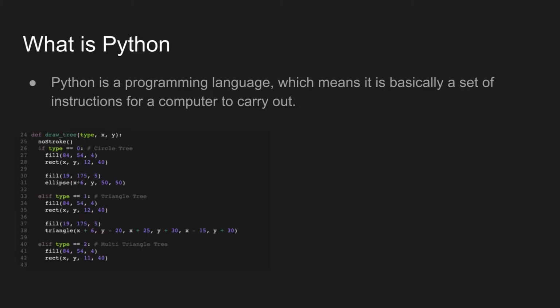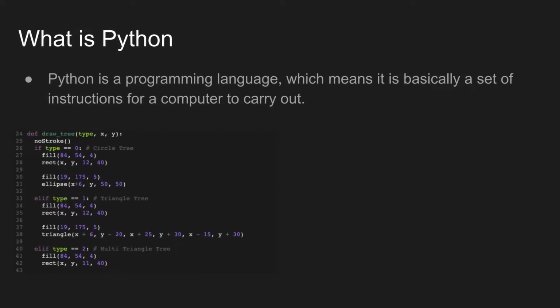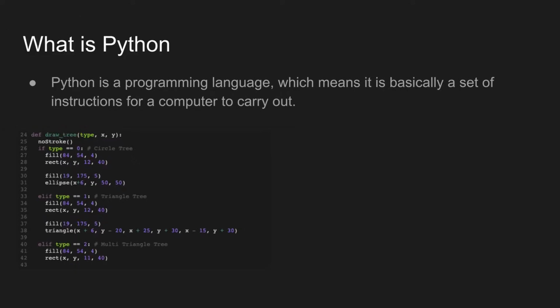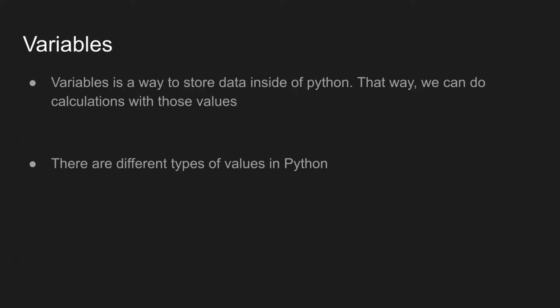Python is like any other programming language, which means it's basically a set of instructions for the computer to carry out. If you take a look at the picture that I've included down here, you can see a bunch of different lines of code, all one after the other. All of these are different instructions for the computer that it's going to carry out from top to bottom. To start off, we're going to be learning how to store data inside of Python with something called variables.